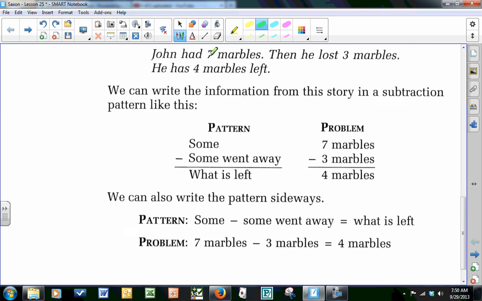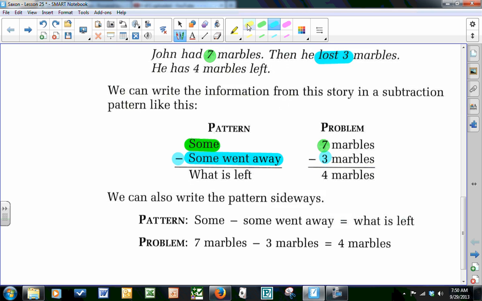John had 7 marbles. That's how many he had. He had some marbles, and we know he had 7 marbles. But then he lost 3 marbles. Okay, that's 2 pieces of important information there. First of all, he lost them. Lost means subtraction. And how many did he lose? He lost 3. That's the some that went away because he lost them. So we would put 3 into the pattern.